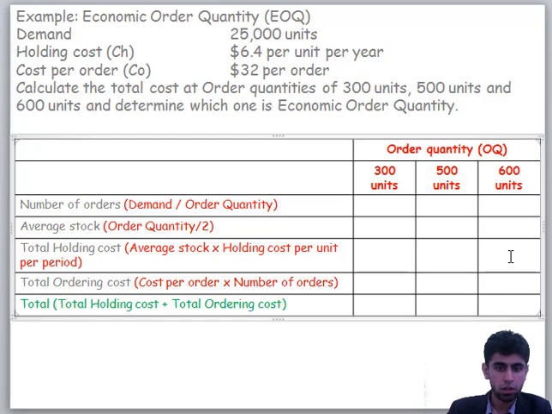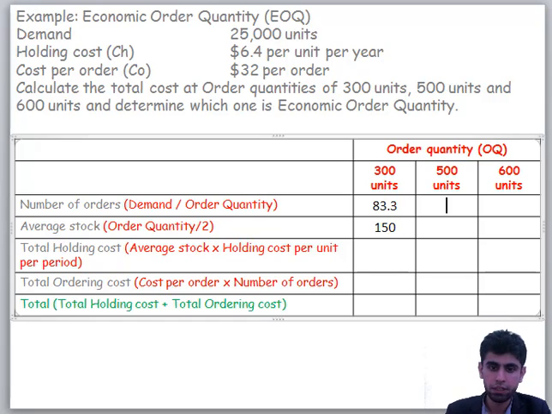If my order quantity is 300 units, then how many orders am I going to place? That's going to be 25,000 units divided by 300. If you do the calculation, you get the number of orders equal to 83.3 orders. Average stock we can calculate by order quantity divided by 2. Order quantity is 300, divide it by 2, you get 150.